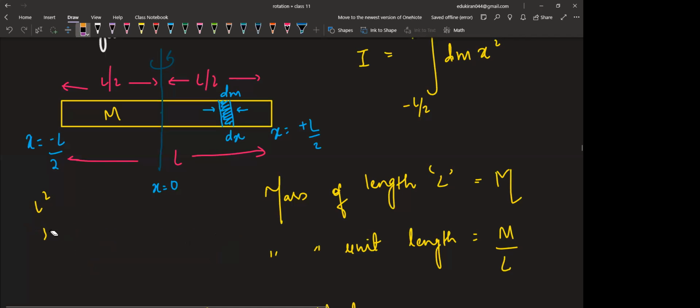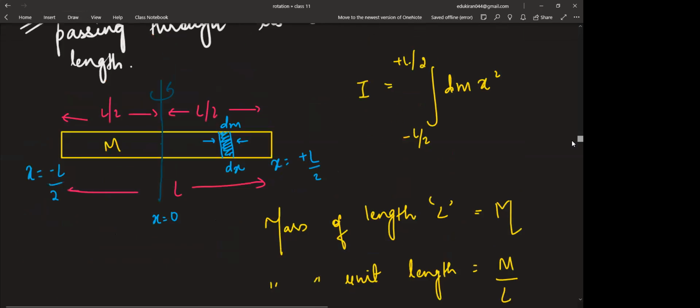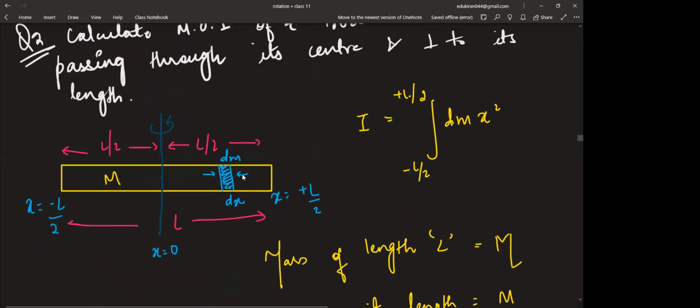We have the question to find out the moment of inertia at the center. So I've told you, whenever you have variable mass, like here we do not know what this mass is, we have chosen a very small quantity whose length is dx and whose mass is dm. So I is equal to dm into x squared, right? Because the formula is this. This is just the formula.